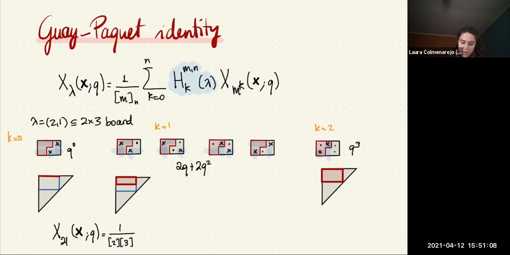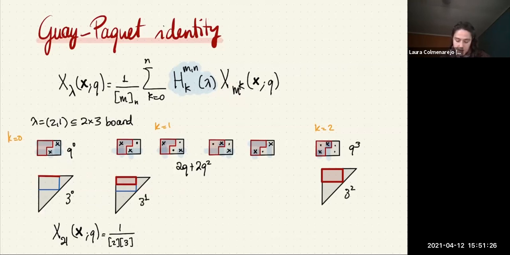And now I also wanted to put down what the partition associated to the shape here is. In this case, m is 3. So I have 3 to the 0, 3 to the 1, and 3 to the 2.